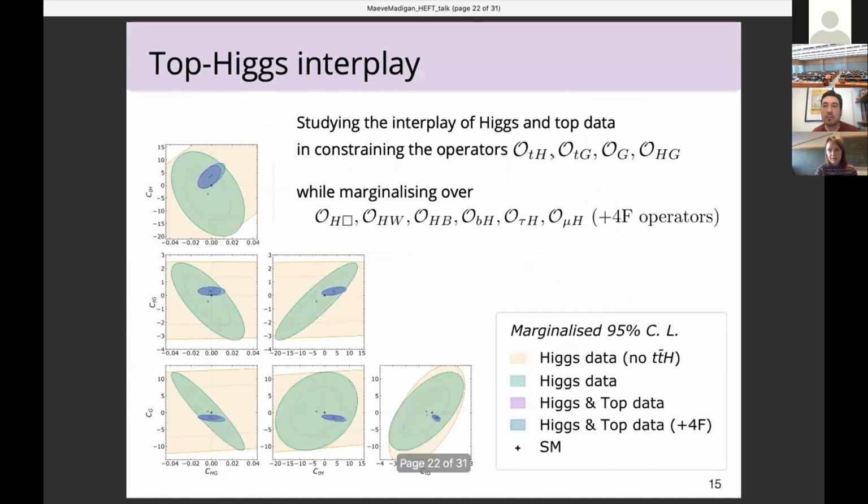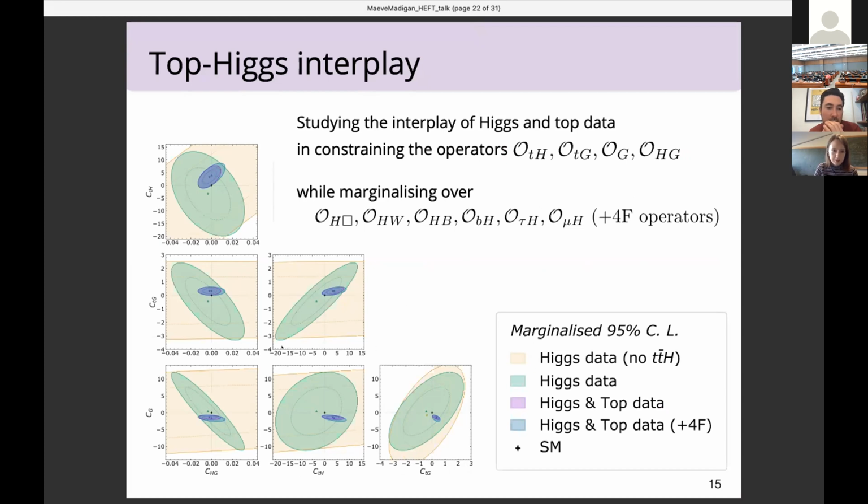We can analyze this interplay in a bit more detail by looking at the operators relevant to Top and Higgs data in particular. And so what we're looking at here is the constraints on the operators OTH, OTG, OG, and OHG, projecting onto each of the relevant 2D planes. Also marginalizing over these Higgs specific operators, and in some cases, the 4 fermion top operators. And what we're looking at here is what happens as we include more and more data. So we start with the yellow, the Higgs data only without TTH.